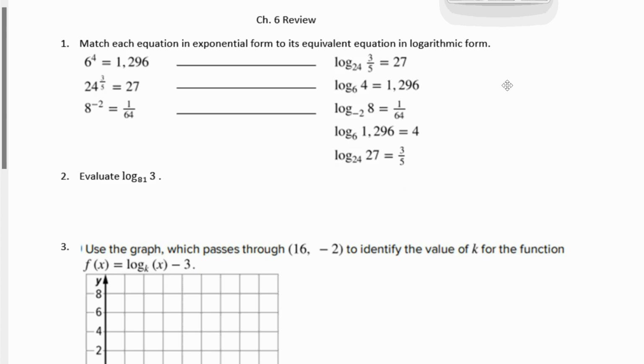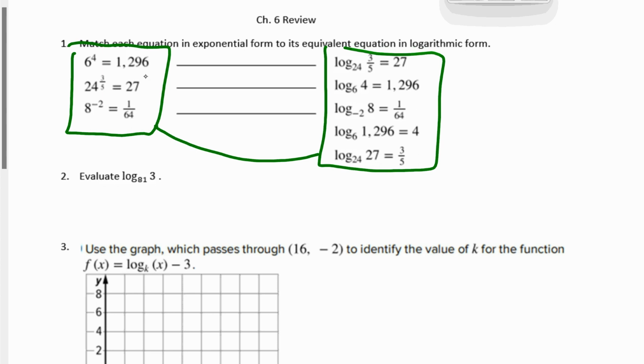Chapter 6 review. I'll make this into 2 videos, chapter 1 through 9, and then 9 through 18. I'll break it down. Okay, so in this first part, all you're doing is just rewriting from exponential form into logarithmic form. And I want to rewrite this one, 6 raised to the 4th equals 1296, into log form, and just write the answer right here. Okay, and then it should match one of these.